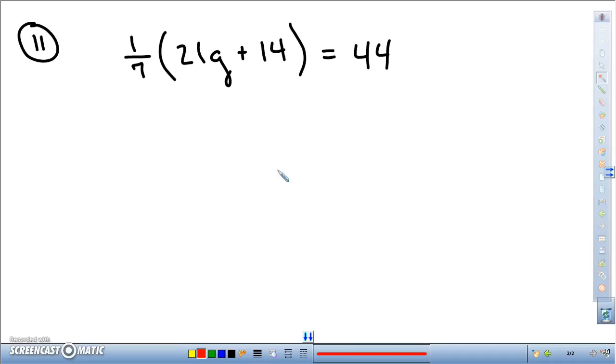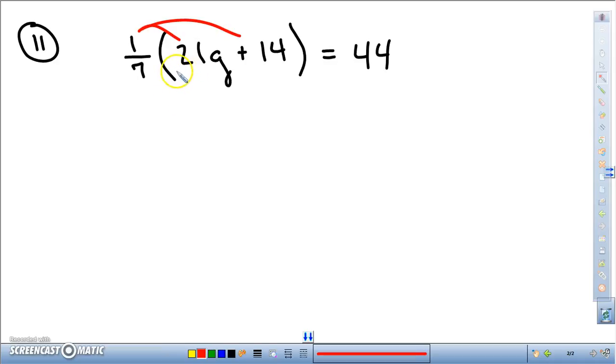All right, now we're getting into distribution with fractions, which we've been working on the past few days here. So nothing changes as far as the process. The only thing that's changing here is that I'm distributing a fraction instead of distributing a whole number.